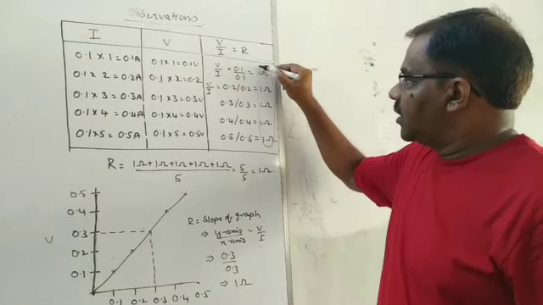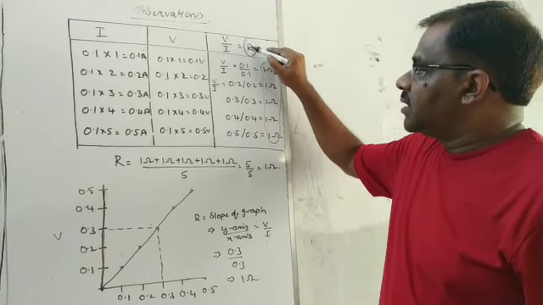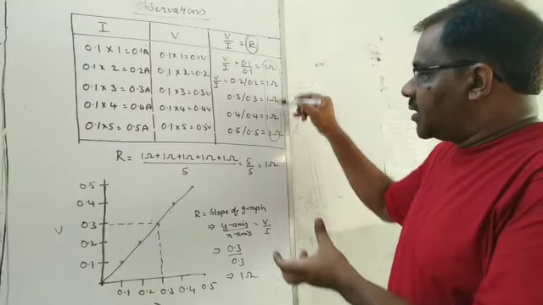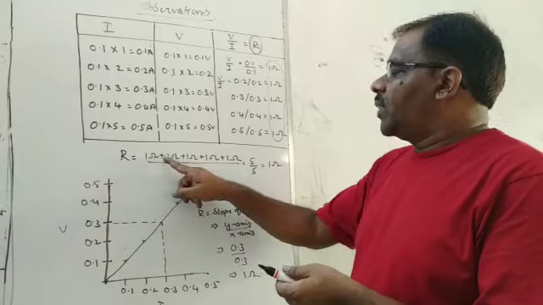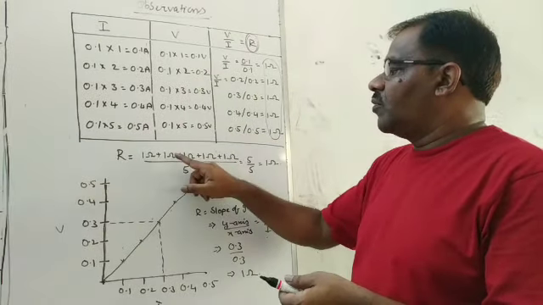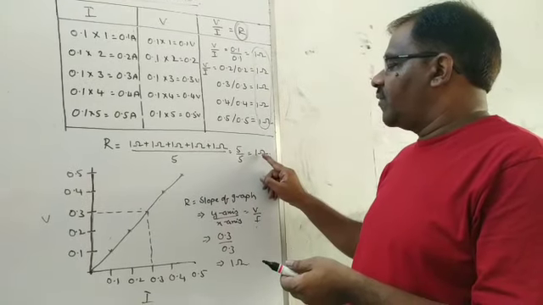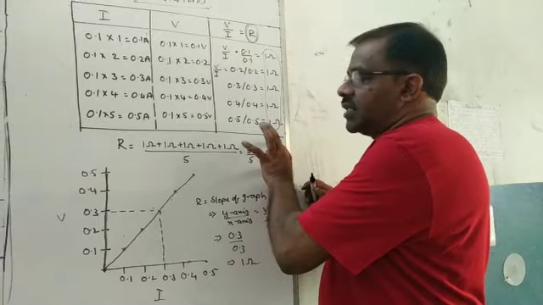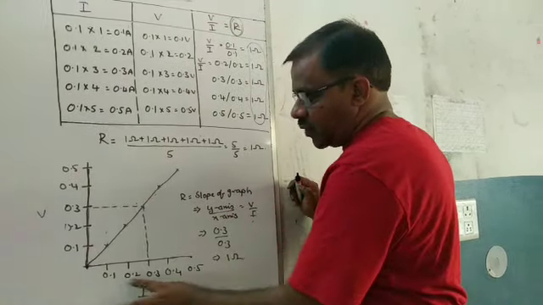Now this constant of V by I is called the resistance. That means the resistance offered by the conductor to the flow of current in this particular case is 1 ohm. Now, this 1 ohm can be averaged by using all these values. So 1 ohm plus 1 ohm plus 1 ohm and so on, to know the final resistance. It is equal to 5 by 5, which is equal to 1 ohm. Then once we know the unknown resistance, we will try to draw a graph between V by I using the values which we got.